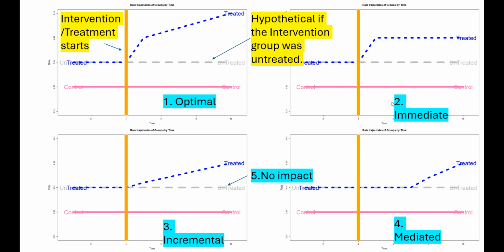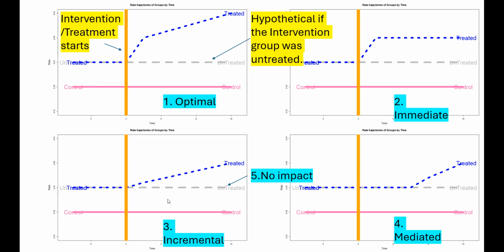So on the top right, we have our immediate impact, and again we see the intervention start. Our blue dashed line representing our treatment or intervention group, we see that increase, and we see that that level of improvement is sustained. It doesn't continuously improve, but it also doesn't get worse. So we see that there is an immediate impact followed by sustained improvement.